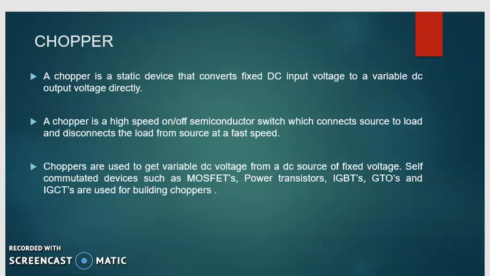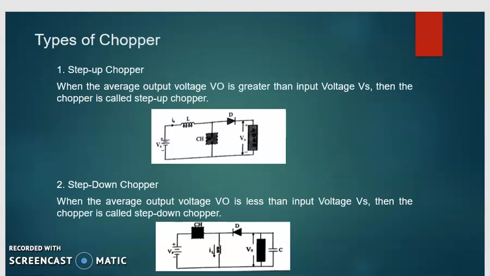Self-commutated devices such as MOSFETs, power transistors, IGBTs, GTOs and IGCTs are used for building choppers. The reason behind their use is that they can be commutated by a low power signal and do not need a commutation circuit. So now we will learn about types of choppers.